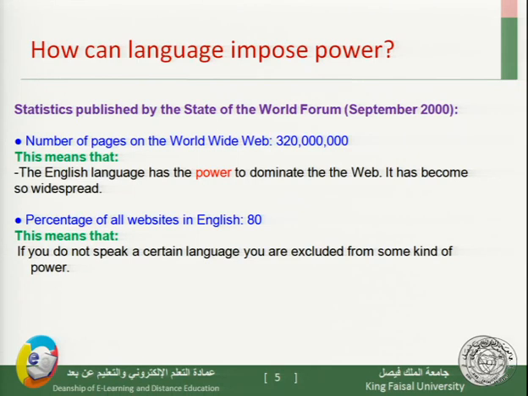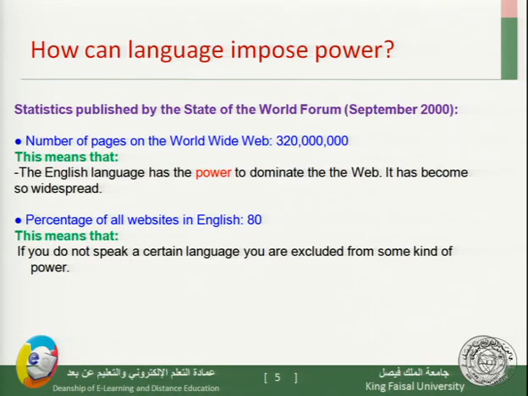Now, what does this statistic mean? How can we interpret it in terms of power? Number one, the number of pages on the World Wide Web is a very large number, and it is in English. All those web pages are written in one language, which is English. This means that the English language has the power to dominate the web, to dominate the world. If you need certain information, you cannot access it unless you have the power of speaking the language.